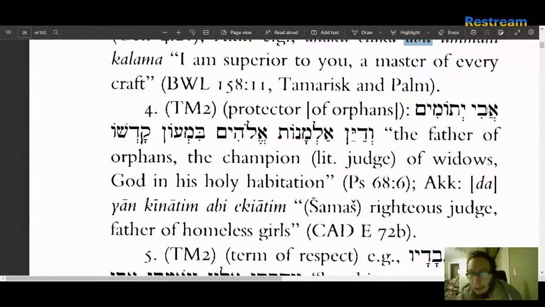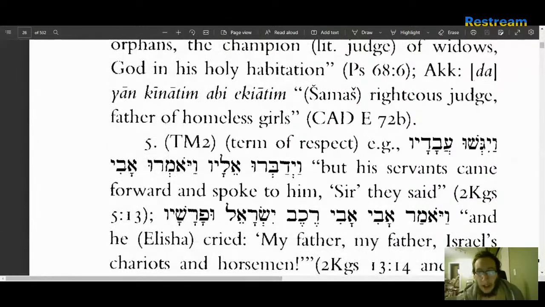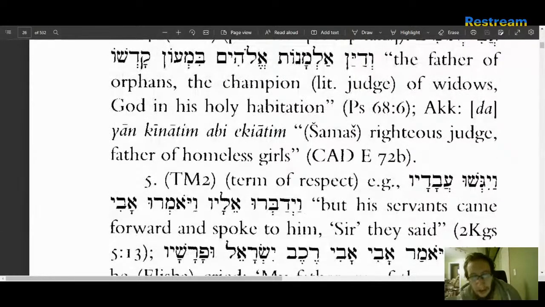So in the Bible, we have the father of orphans, the champion of widows, God in his holy habitation. So God is the father of orphans. Well, isn't he technically the father of everybody, right? So why did it say that he's the father of orphans? It's to emphasize that he is their caretaker, their provider. Akkadian has a similar thing where it has the sun god is the father of homeless girls or orphan girls.